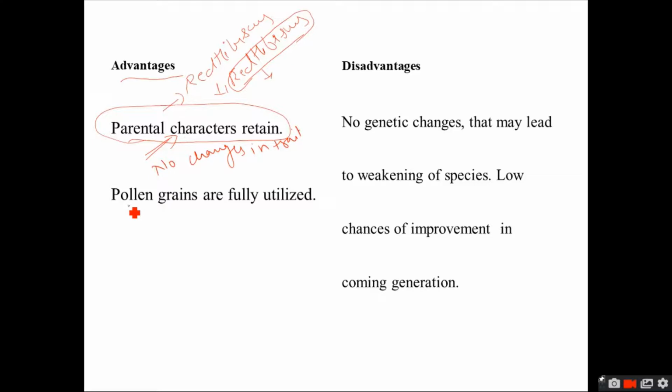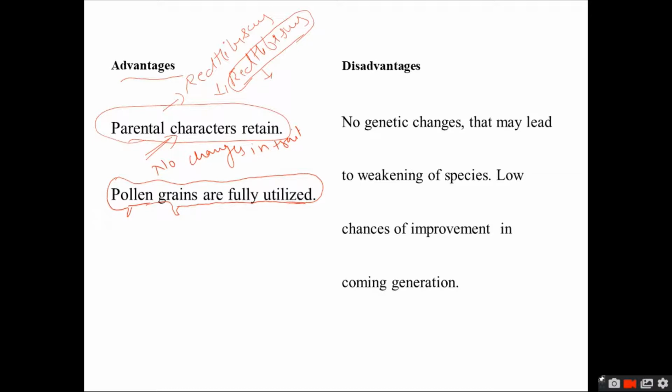Second is that the pollen grains are utilized fully. Because this type of self-pollination does not require any kind of pollinating agent, and due to the presence of bisexuality, the pollen grains are not wasted. They are shared within the same flower.